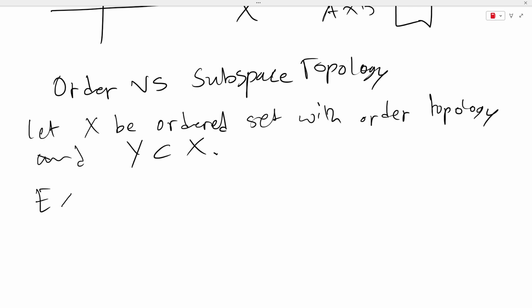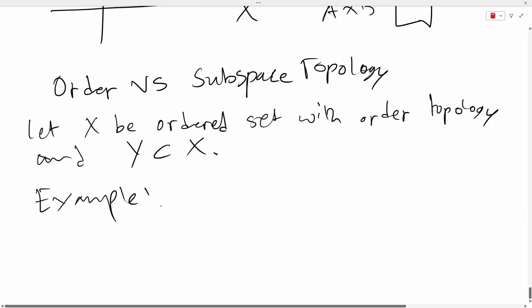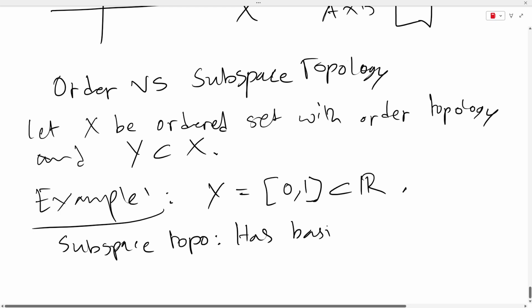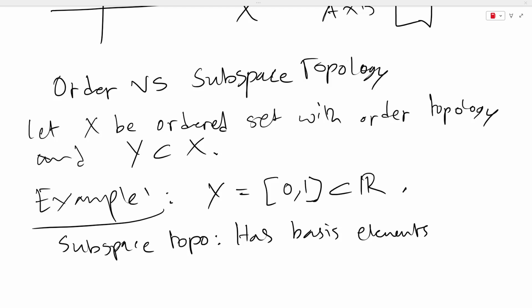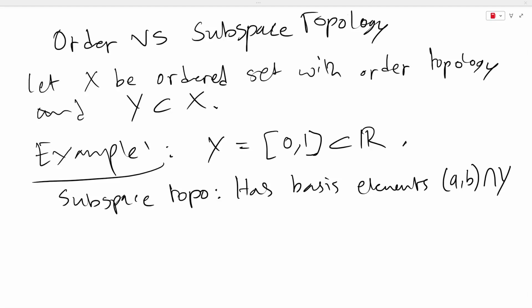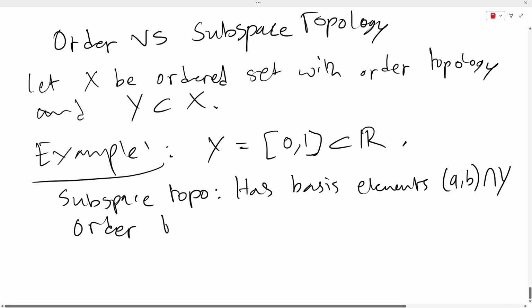Okay, so the first example, consider Y is the closed interval, a subspace of R. Now if you consider the subspace topology, this has basis elements (a, b) intersect Y. And the order topology also has the same basis elements.